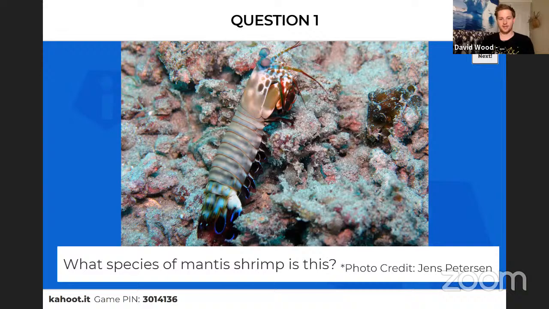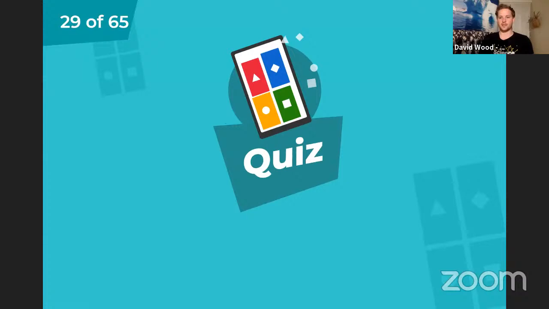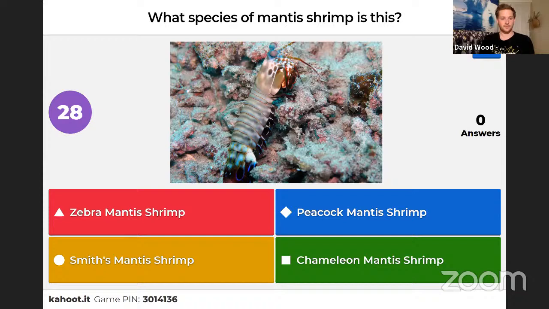So quickly take a good look at this picture of a mantis shrimp, and we'll see it again later. What species of mantis shrimp is this? You'll get to see the image again, so don't worry when you're answering. Is it a zebra mantis shrimp, a peacock mantis shrimp, a Smith's mantis shrimp, or a chameleon mantis shrimp? Zebra, peacock, Smith's, or chameleon? Which species of mantis shrimp is this?